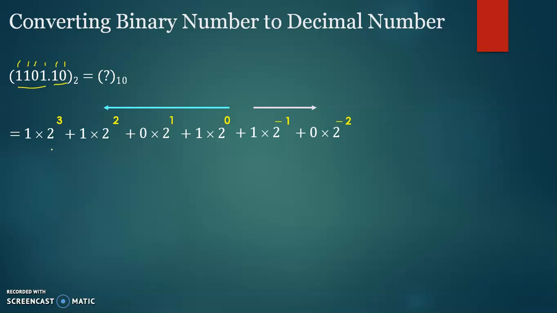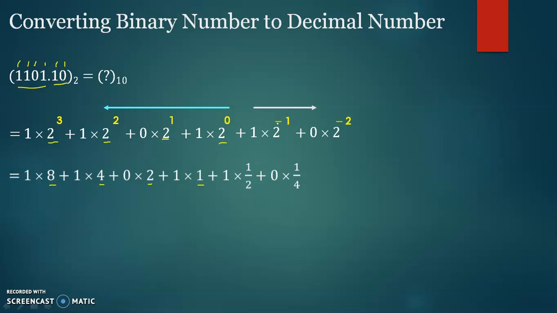Next, the simple thing, we will have to calculate all this, and we will get our next step result. So 2 cube leads us to 8, 2 square leads us to 4, 2 to the power 1 leads us to 2. Now 2 to the power 0. The power of any number when it is 0, the answer is always 1. So the number we get is 1.